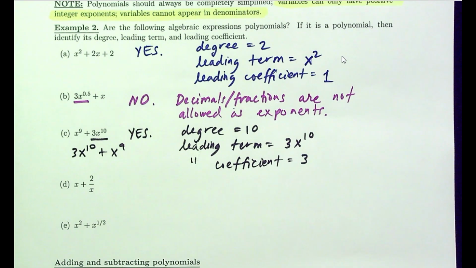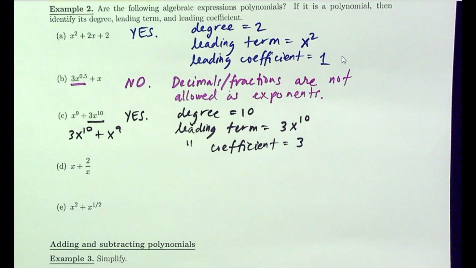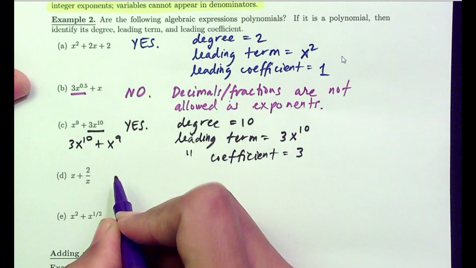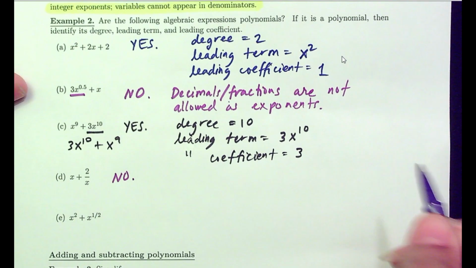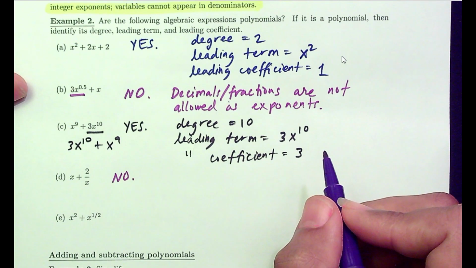Okay, how about the next one? Is it a polynomial? Yes or no? X plus 2 over x. Okay, this one is a no. If that's what you said, then you got it right. This one is a no. That's not a polynomial because you cannot have variables in the denominator.